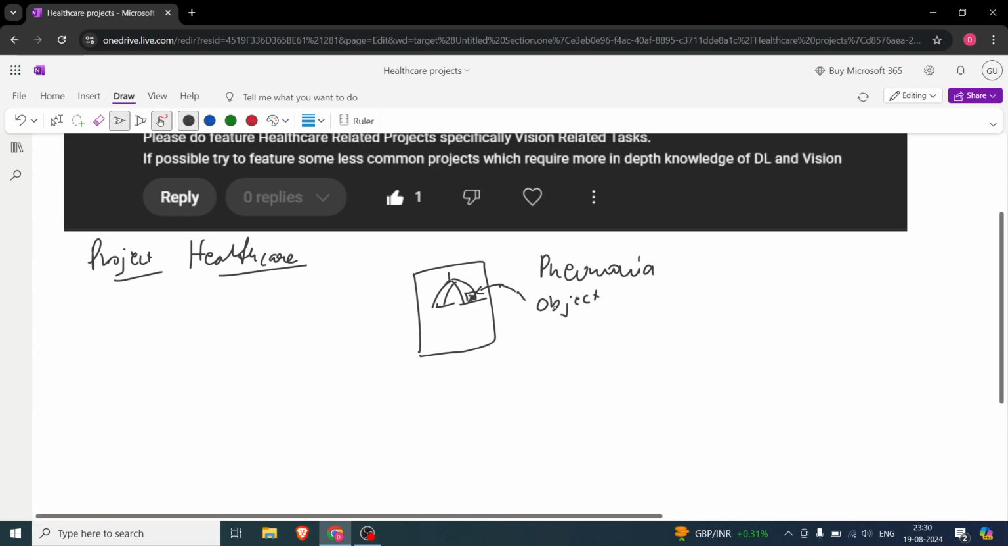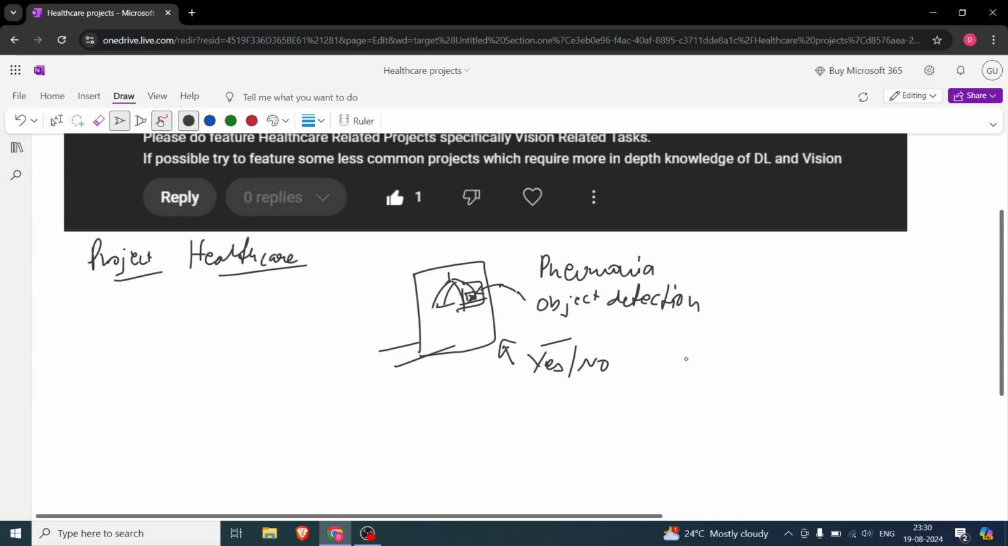We need to be able to classify whether this image has pneumonia or not. So it will be a classification problem, yes or no, and if yes, then we also have to find the bounding box that I mentioned. So that becomes an object detection problem. This is the most common.